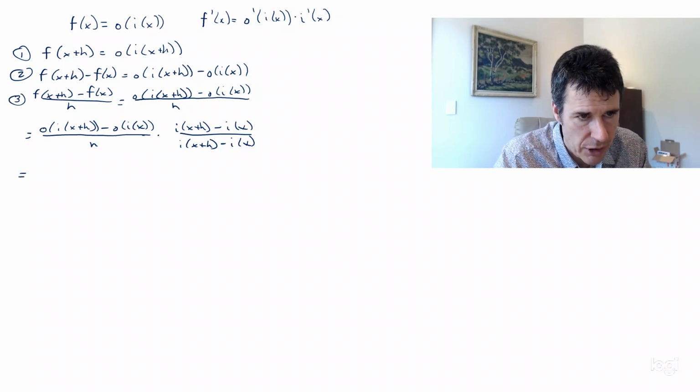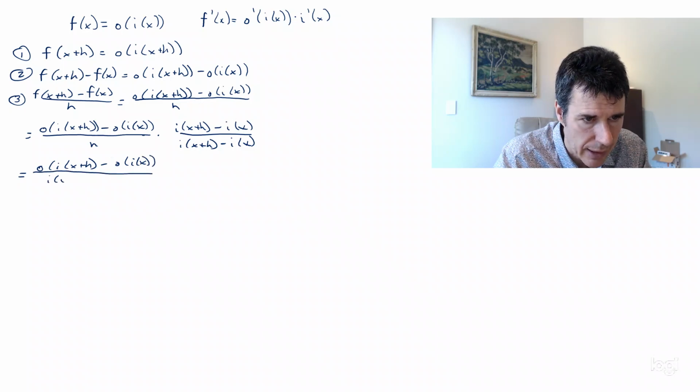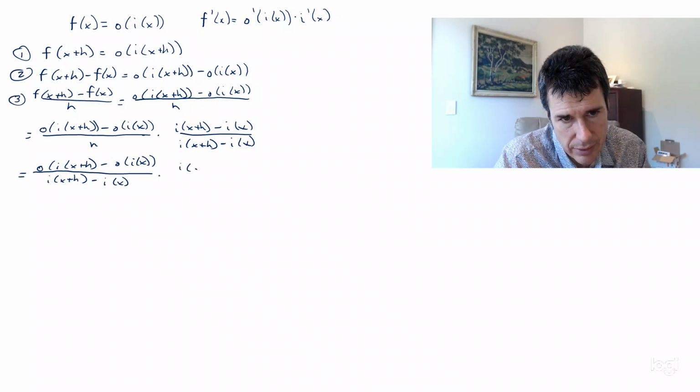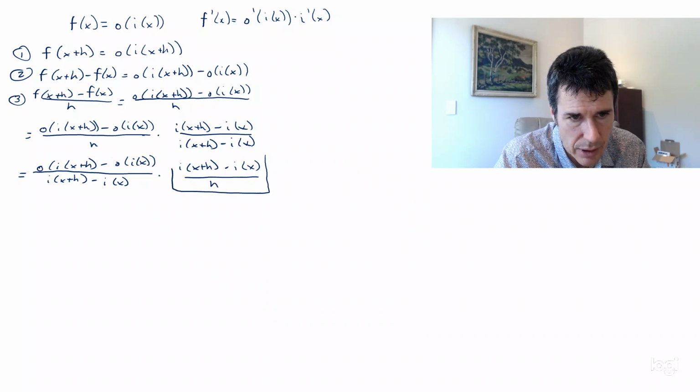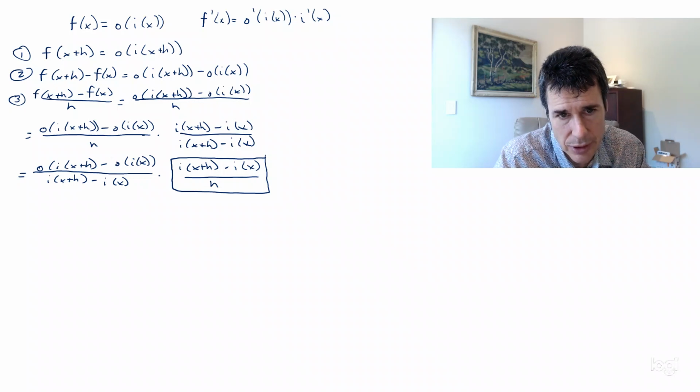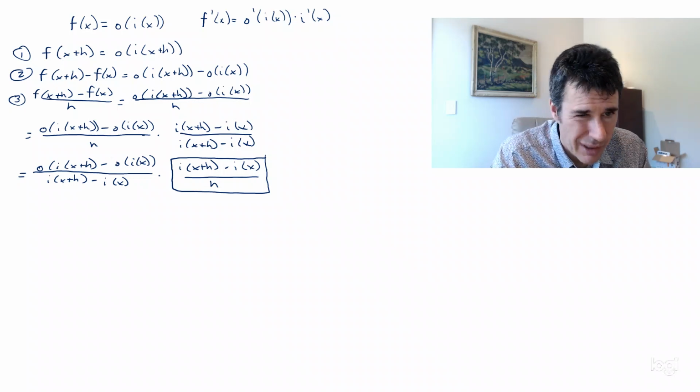So multiplying by the same thing in the numerator and denominator, so that's allowed. And now I rearrange slightly. O of I of x plus h minus O of I of x divided by I of x plus h minus I of x, times I of x plus h minus I of x divided by h. And in this second term, if we take the limit as h goes to 0, we're going to get I prime of x. It's a little harder to see. This first term should be O prime of I of x, but we need to do a little more work.